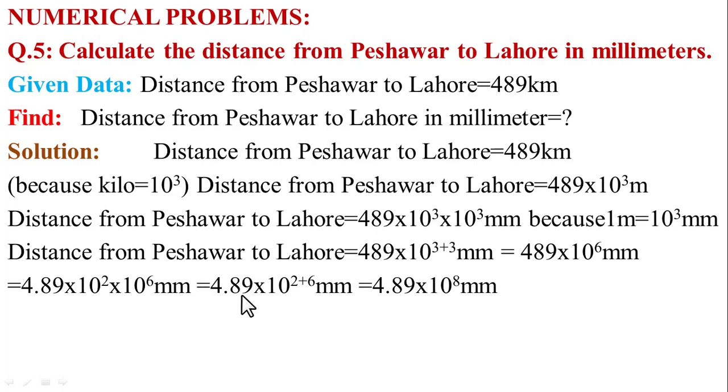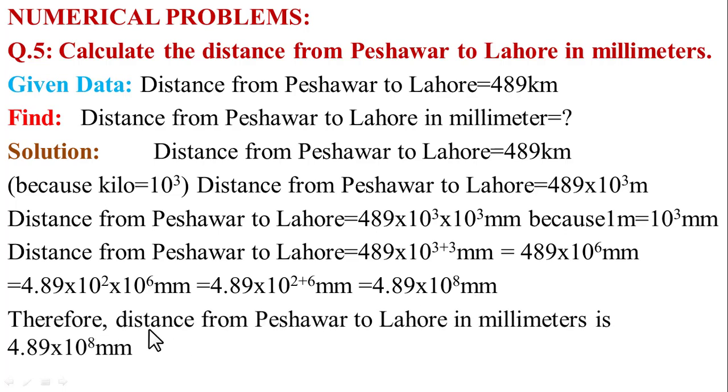Similarly, 4.89 multiplied by 10 raised to power 2 plus 6. 2 plus 6 is 8. Then the distance from Peshawar to Lahore is 4.89 multiplied by 10 raised to power 8 millimeter. Therefore, the distance from Peshawar to Lahore in millimeter is 4.89 multiplied by 10 raised to power 8 millimeter.